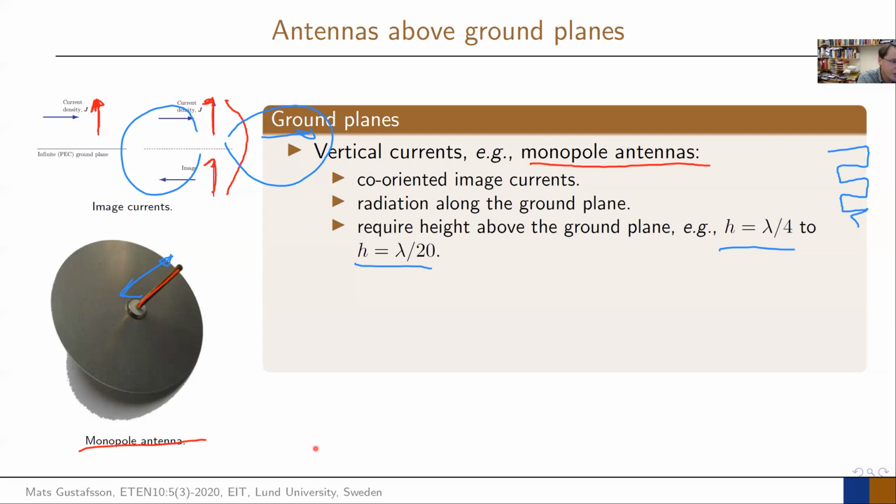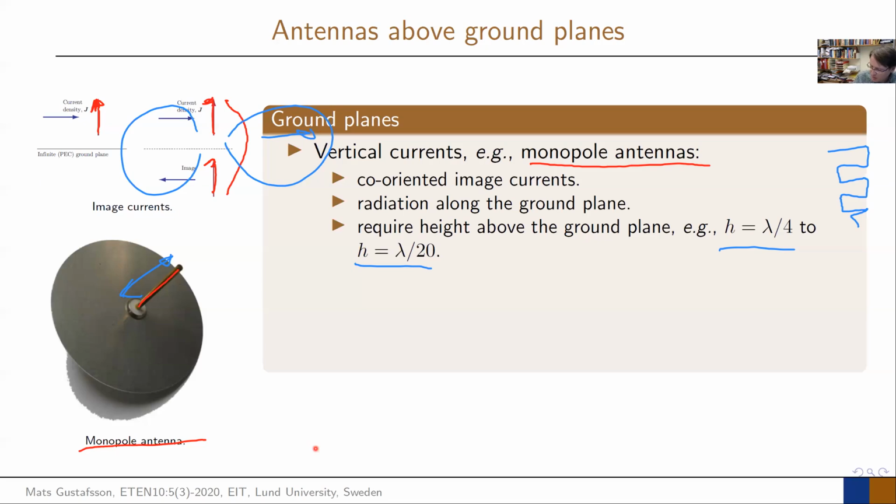If we think about these cases, take 1 gigahertz, and then at 1 gigahertz lambda is 0.3 meters, which means that lambda over 20 is 1.5 centimeters. Not too bad, but still it's sticking out quite a lot. And of course, if you go to even lower frequencies, it's sticking out more. So you would like to push it even closer to the ground plane. You can think about some cases where you would like to put it really on the ground plane.